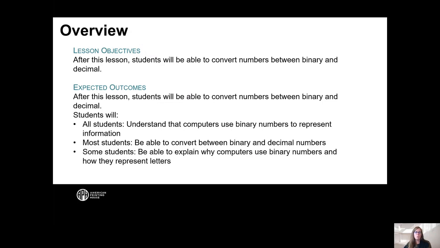After this lesson, students will be able to understand the concept of converting numbers between two different bases, between binary and decimal. The expected outcomes are that students will understand that computers use binary numbers to represent information. Most students will be able to convert between binary and decimal numbers or show understanding of it. And some students will be able to explain why computers use binary numbers and how they represent letters.